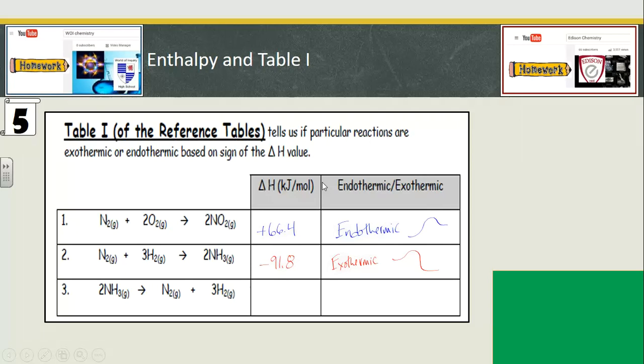The last one, 2NH3 makes N2 plus 3H2, is the same reaction, but flipped. Say we took the 2NH3 and drew it on the left-hand side and the other ones on the right-hand side. So we flipped the reaction, which means that we got to flip the sign of the delta H, which makes it not exothermic anymore, but endothermic, and switches the direction of heat's flow, which changes the sign of the heat flow, but not the magnitude of the heat flow.